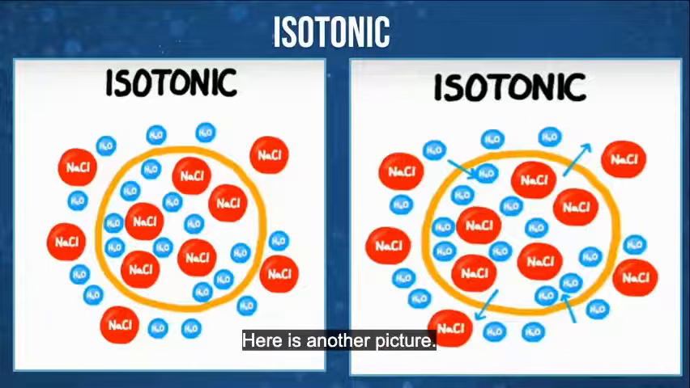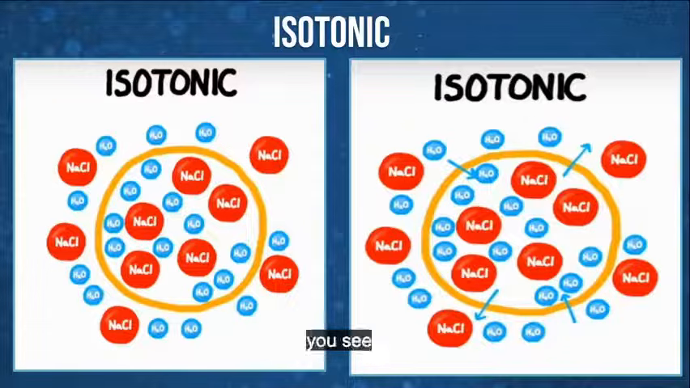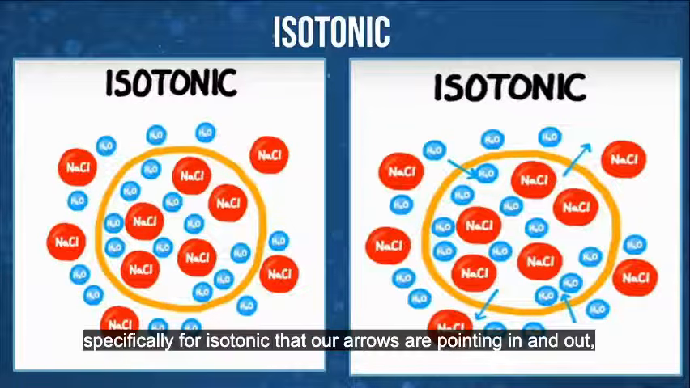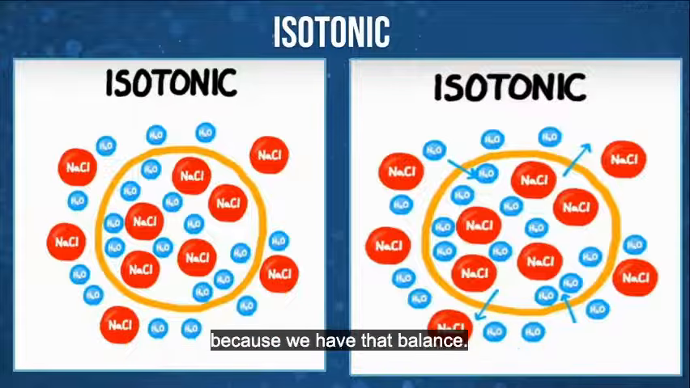Here's another picture. You see specifically for isotonic that our arrows are pointing in and out because we have that balance. There's an equal number.